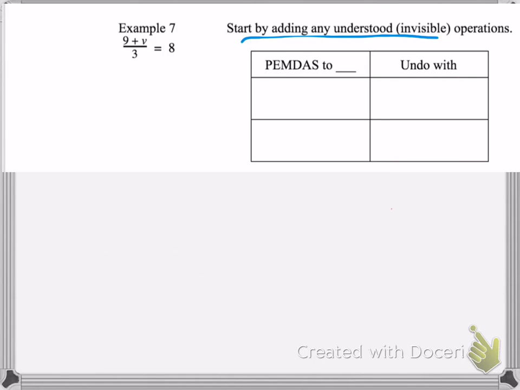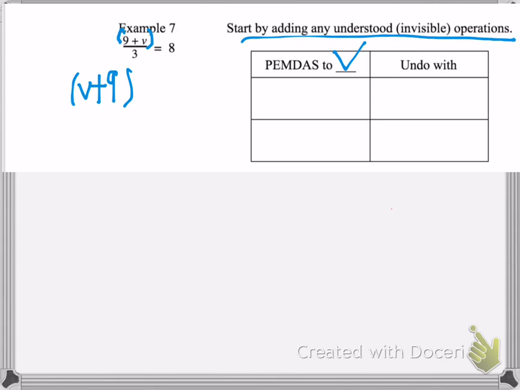So do we have any understood or invisible operations? Well, like last time, we have that fraction where we have those two grouped together. So we're going to do our order of operations to v. And what would we do to v first? Well, again, it's hard to see because we usually have the variable first, but we can switch the order by the commutative property.